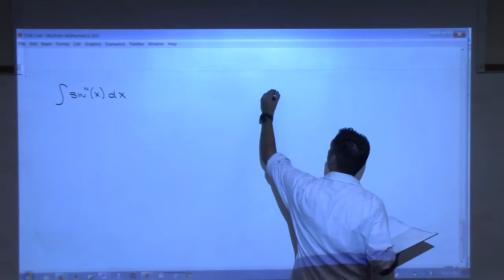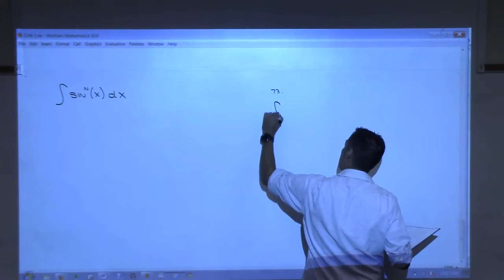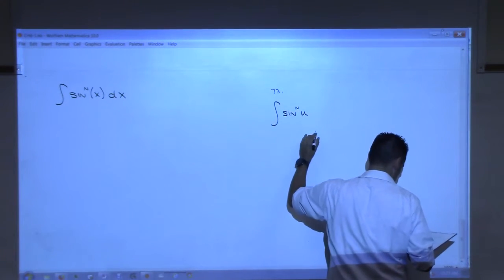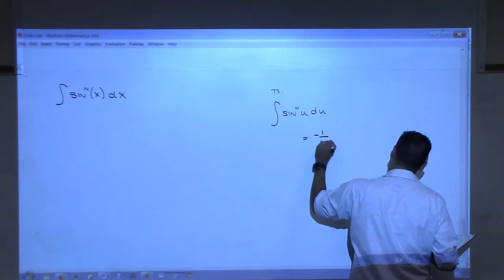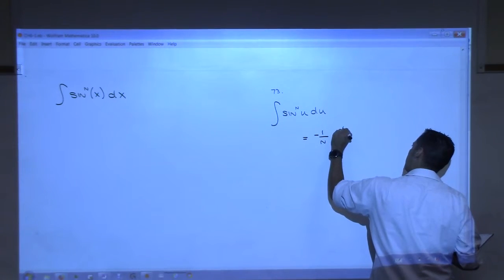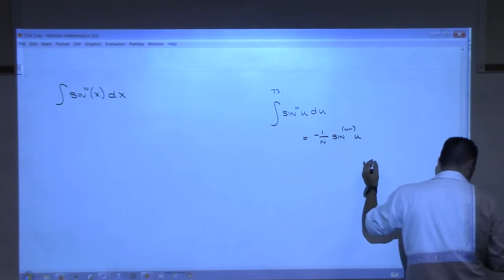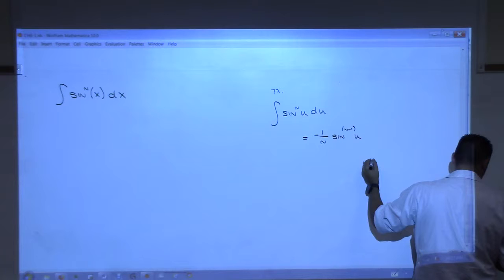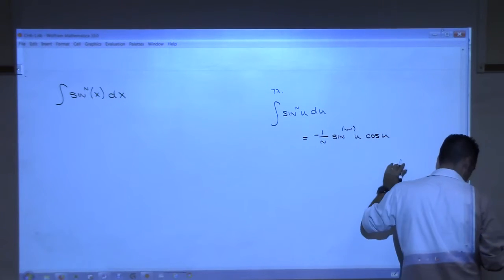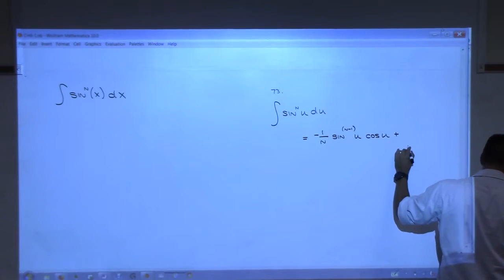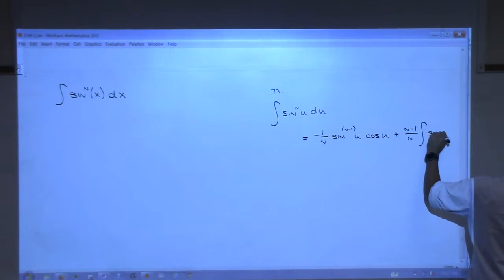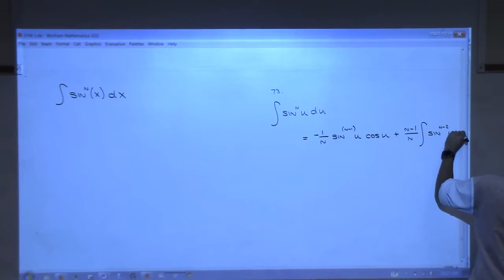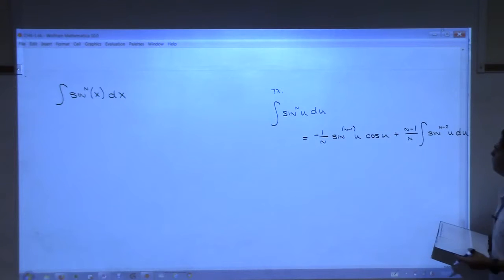It's formula number 73. And it says, the integral of sine to the n of u du is equal to negative 1 over n sine to the n minus 1 of u, hold on, cosine of u, and then plus n minus 1 over n integral of sine to the n minus 2 of u du. That's what formula number 73 says.